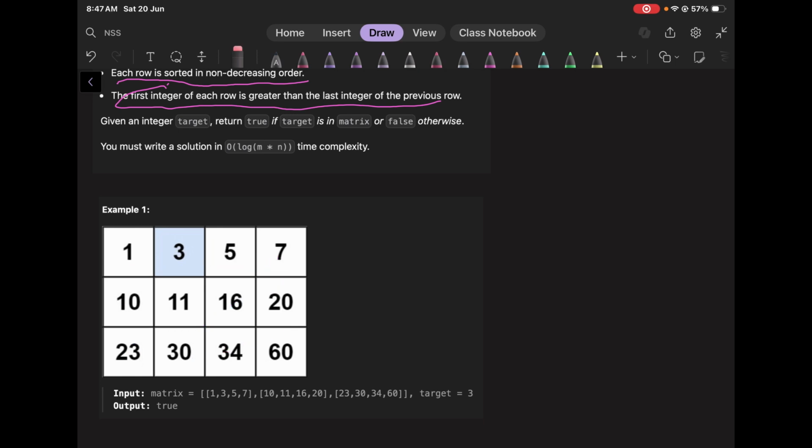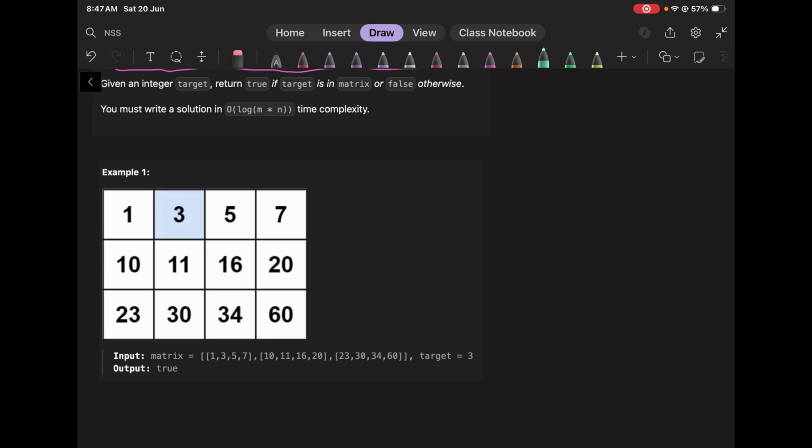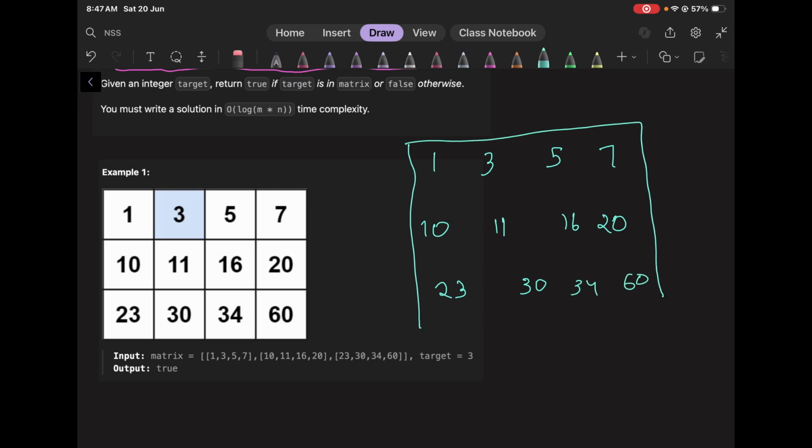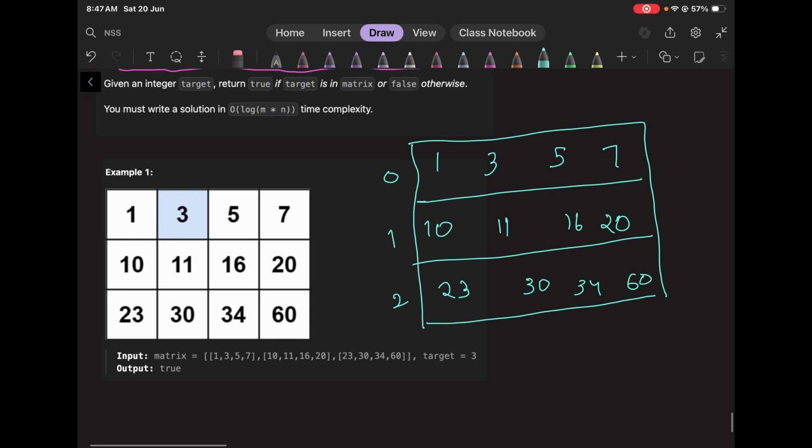Now our task is to find whether an integer called target is present in the matrix or not. So over here the matrix is 1 3 5 7, 10 11 16 and 20, followed by 23 30 34 and 60. When we provide the indices, this is row number 0, 1 and 2. Similarly, when we give columns, this is 0 1 2 3.